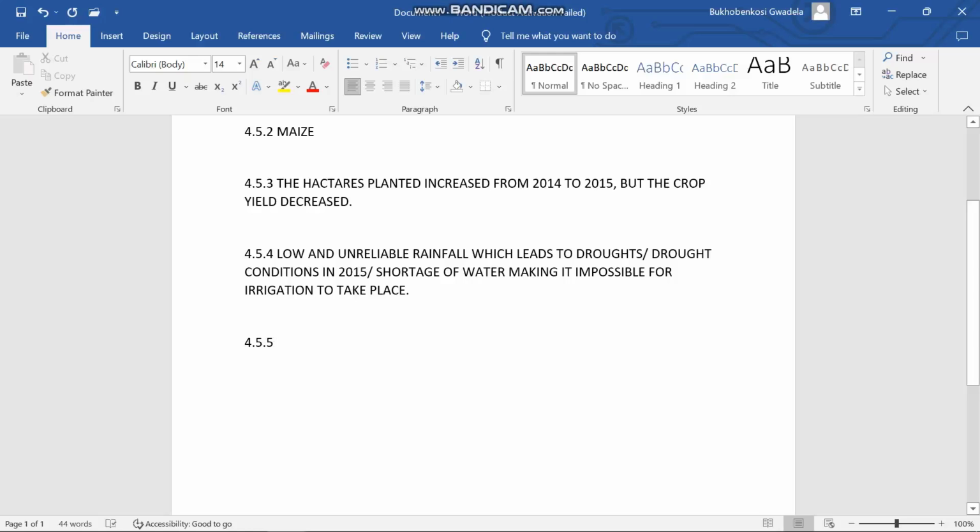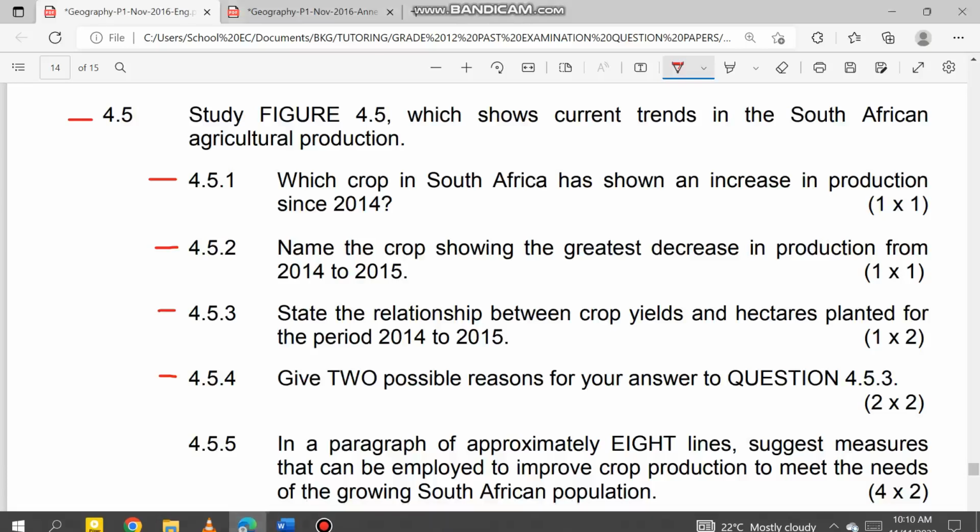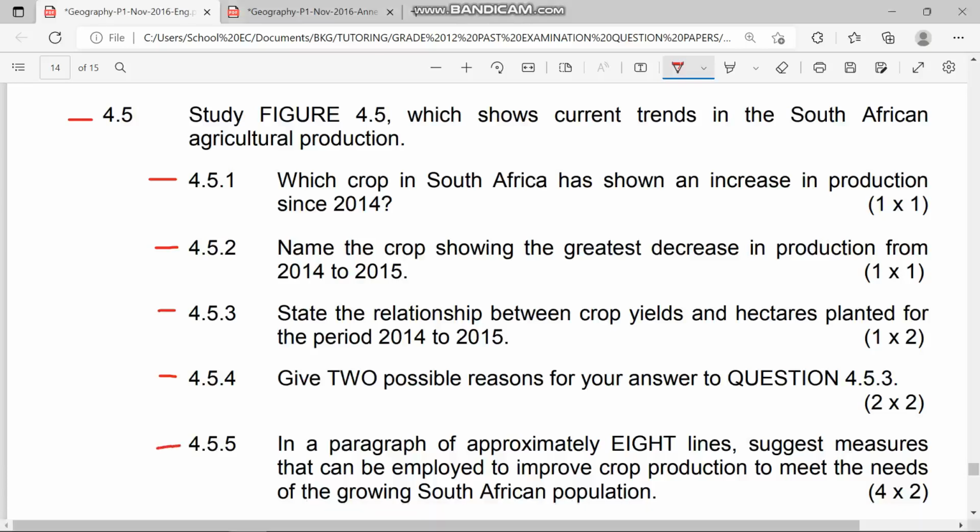Okay, let's jump to 4.5.5. It says in a paragraph of approximately 8 lines, suggest measures that can be employed to improve crop production to meet the needs of the growing South African population. Now we are giving the measures that can be done to improve our crop production here in South Africa.